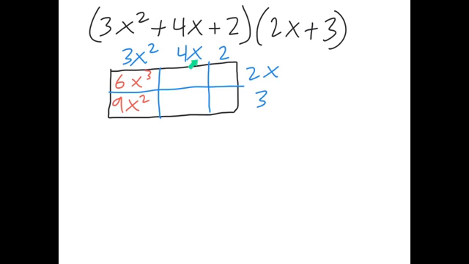Then 4x times 2x will give us 8x squared. Remember, both the x's have a 1 as the exponent, so 1 plus 1 is 2. Then 4x times 3 will give us 12x. Then 2 times 2x will give us 4x. And 2 times 3 will give us 6.